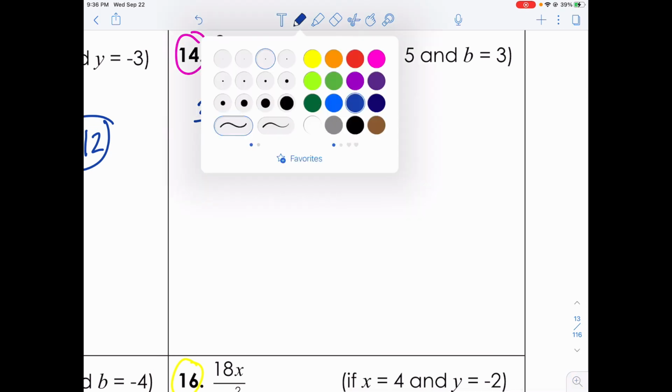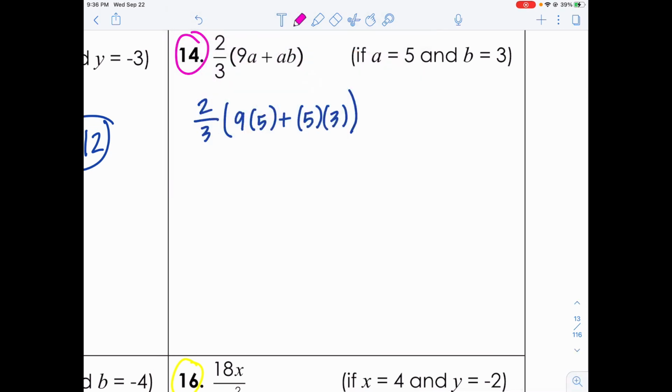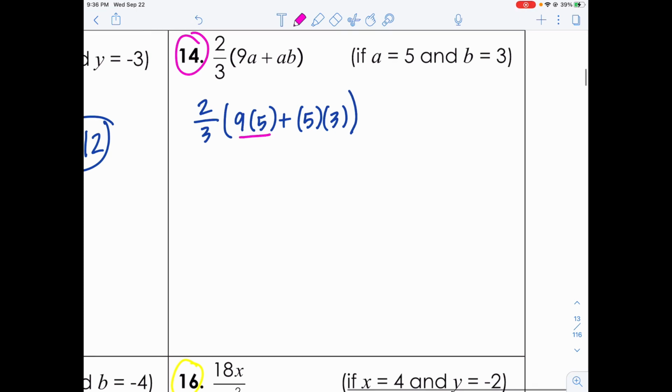Order of operations tells me to do what's in my parentheses first. So I see that I have 2 multiplication. I work in order from left to right. I'm going to do 9 times 5 first. 9 times 5 is 45 plus, and I'm going to bring down everything that I have not used.